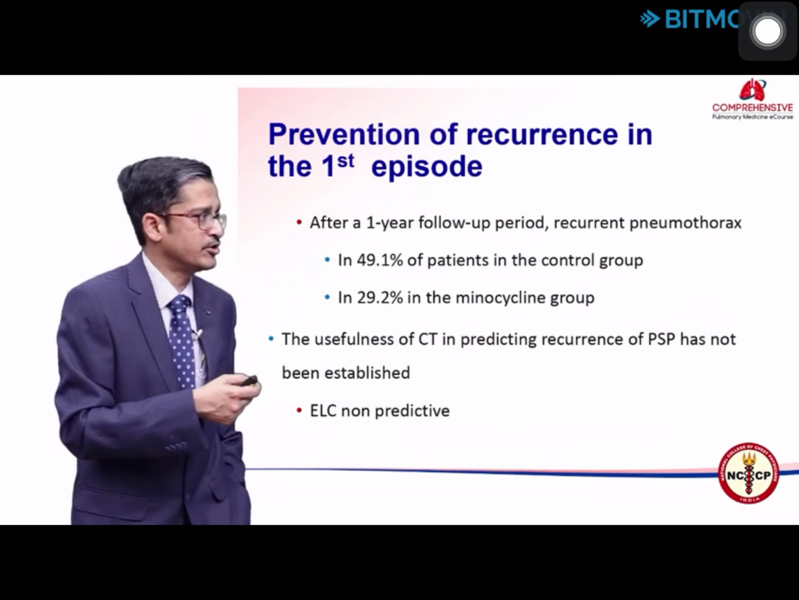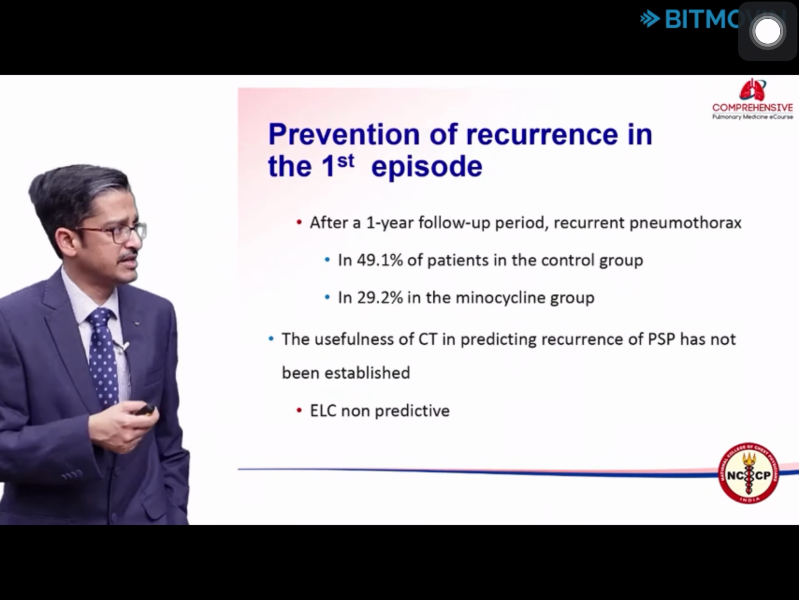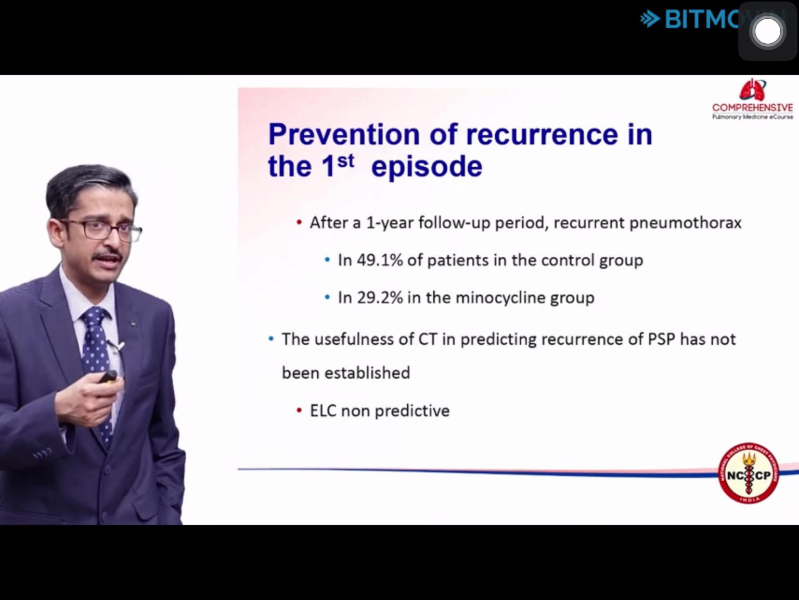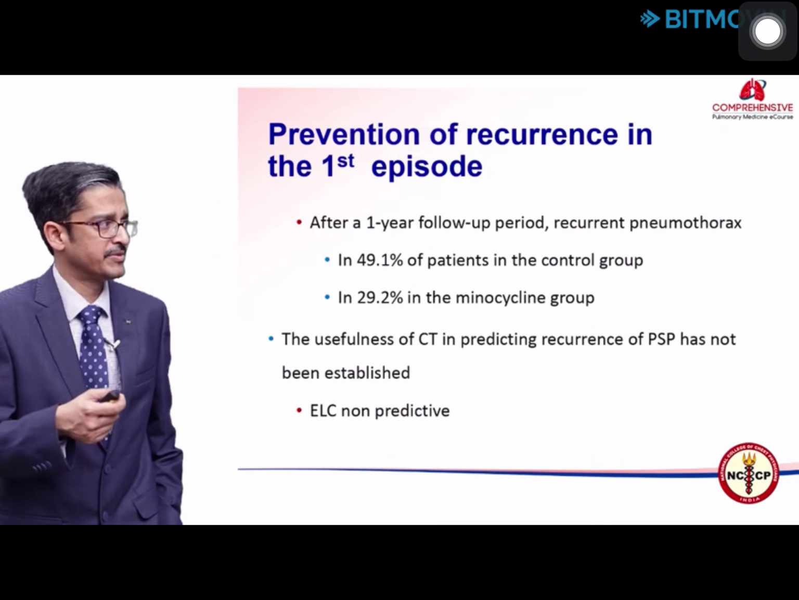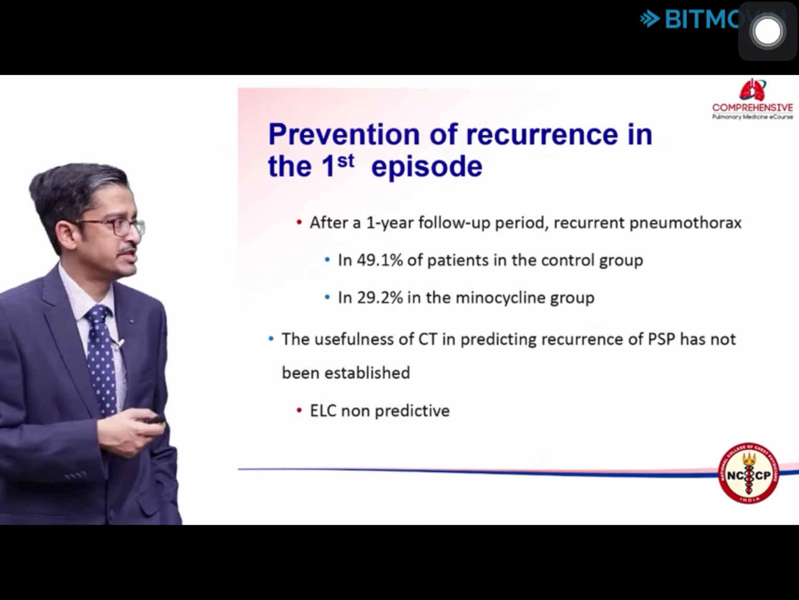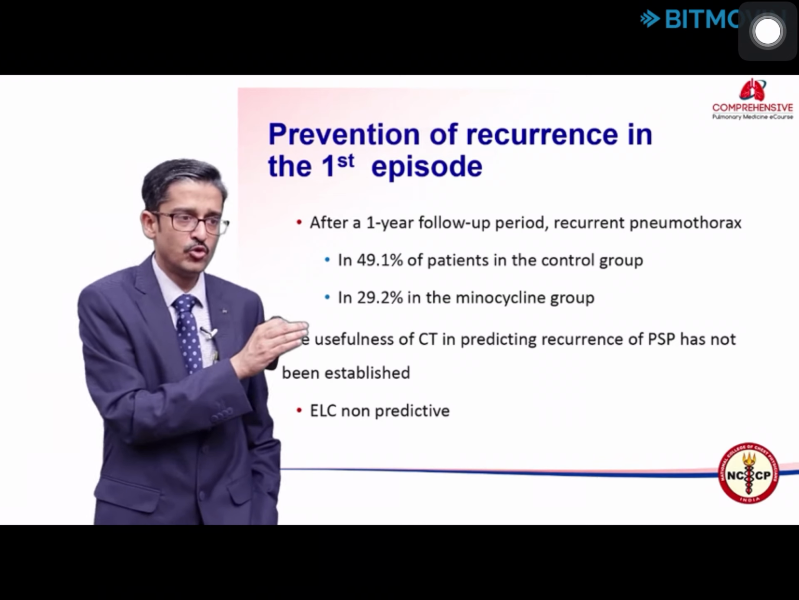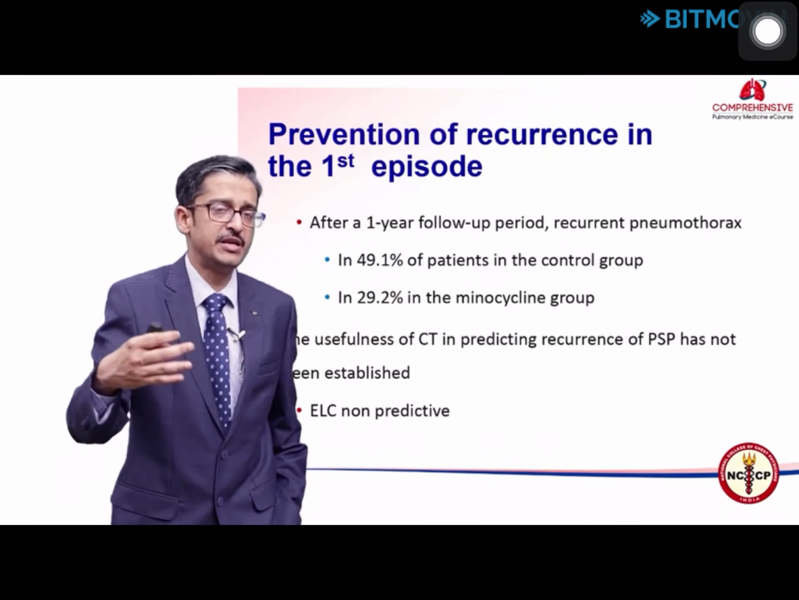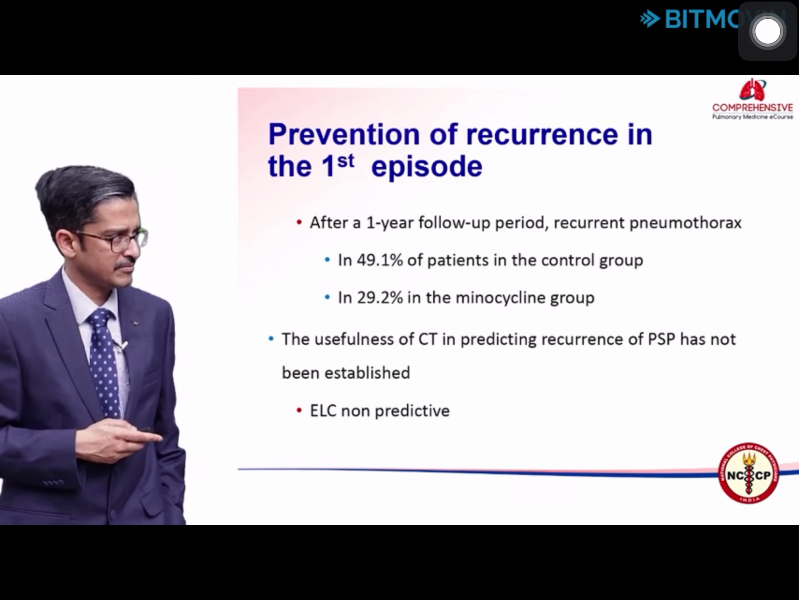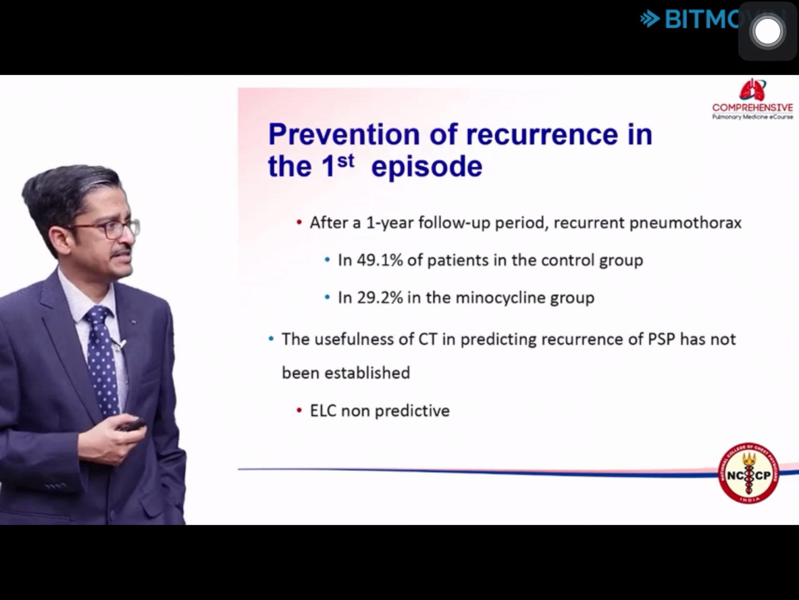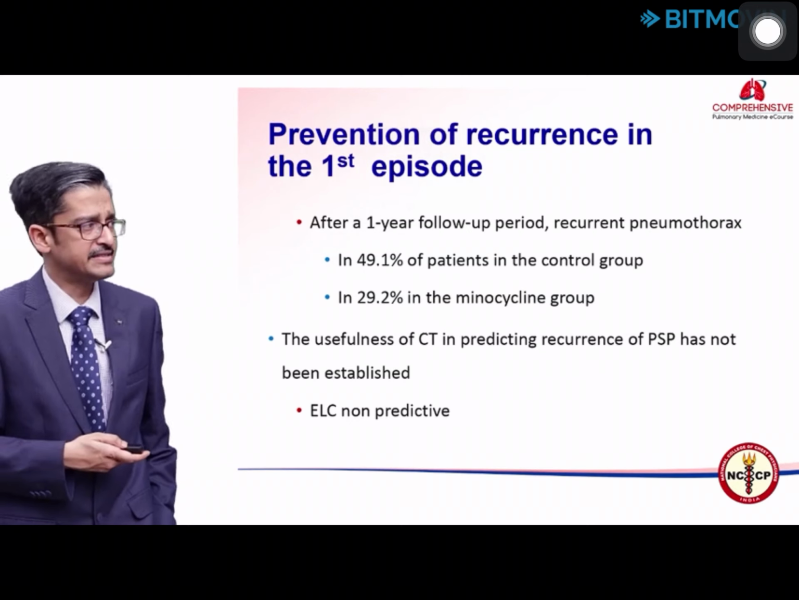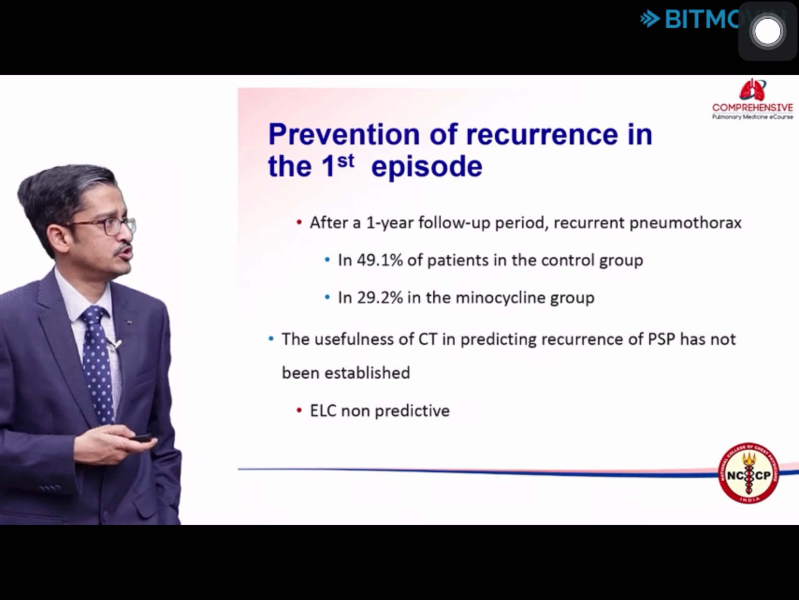And after 1 year of follow-up period, when you looked at recurrent pneumothoraces, they found that the rate of pneumothorax in the arm which just had the pigtail without minocycline was significantly greater as compared to the group where you did pleurodesis. This is one trial which sort of recommends pleurodesing patients early and hence reducing the incidence of pneumothoraces. The usefulness of CT in predicting recurrence of primary spontaneous pneumothorax again is not something that has been established, and hence screening with CTs is not useful.